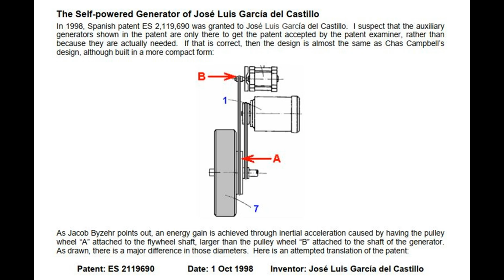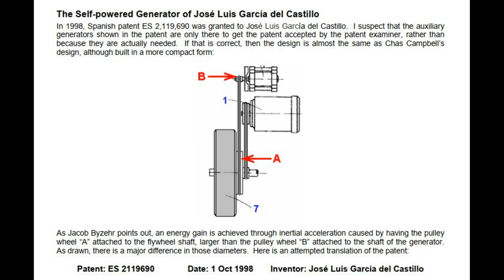The self-powered generator of José Luis García del Castillo. In 1998, Spanish patent ES 2,119,690 was granted to José Luis García del Castillo. I suspect that the auxiliary generators shown in the patent are only there to get the patent accepted by the patent examiner, rather than because they are actually needed.